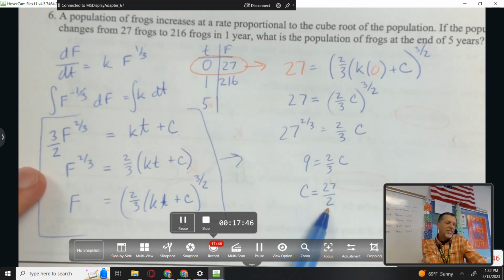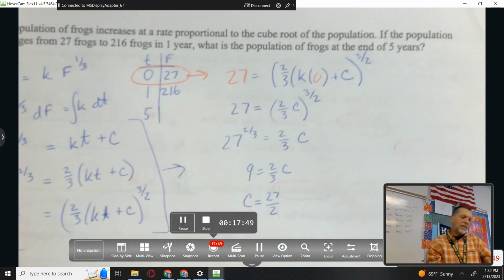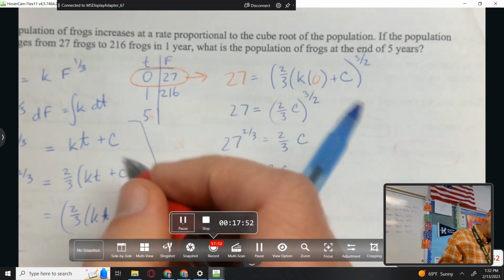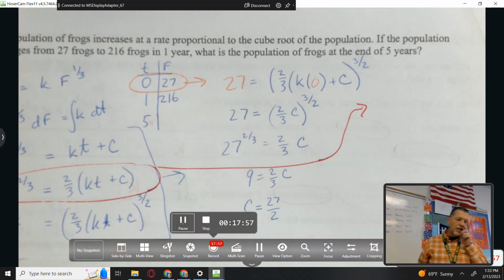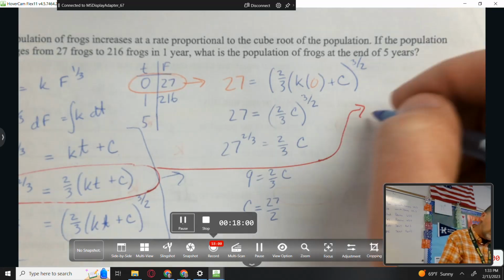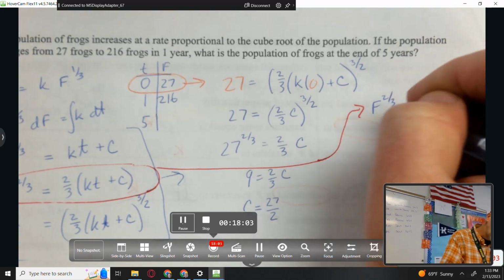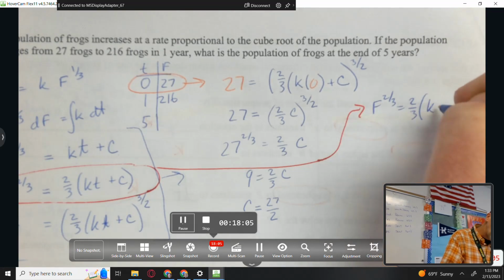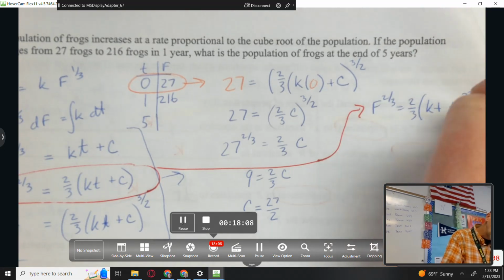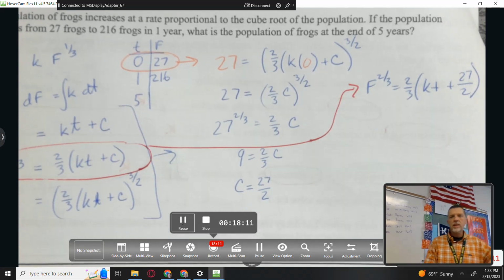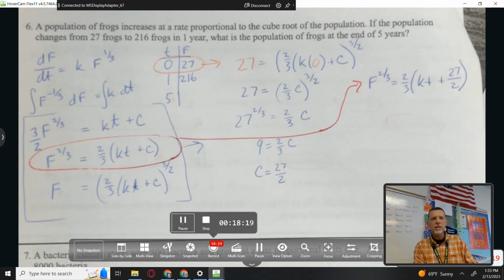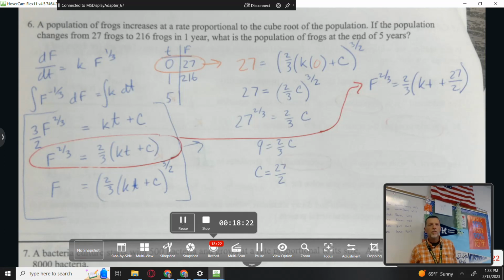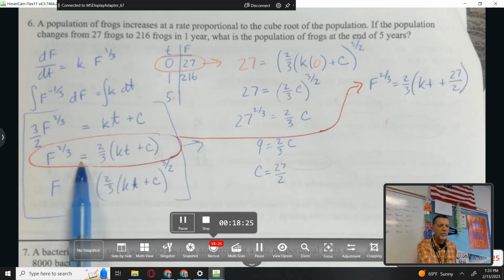I've got C, so I guess we can split the difference here at the risk of being confusing. Let's use that one then for the next one. So F to the 2/3 is 2/3 KT plus 27/2. Is that okay? Do y'all see what I did? At Mia's suggestion, probably a good one, because we realized that this was kind of complicated. If we back up one, things might be easier.